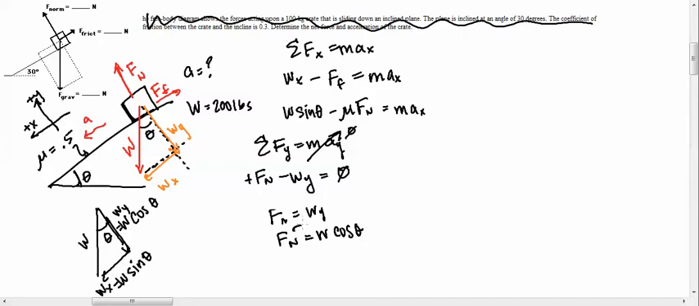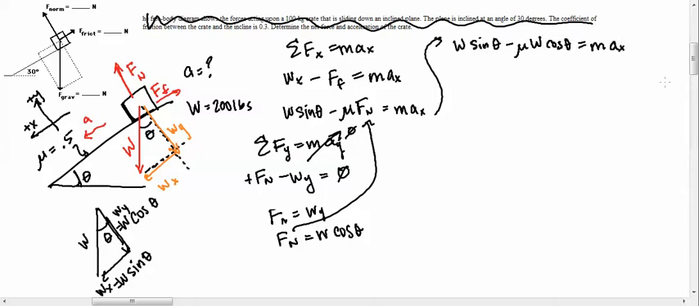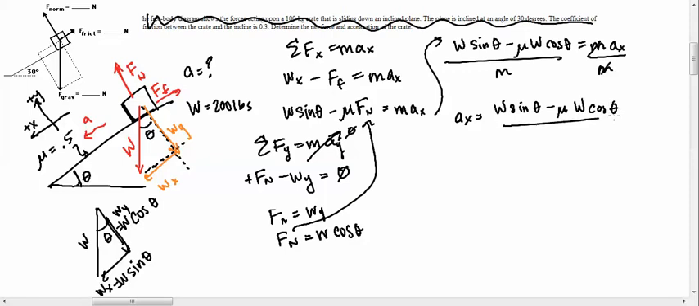So now I can take this Fn, plug it into there, and my answer that I end up getting is this: W sine theta minus mu times W cosine theta is equal to mass times acceleration in the x direction. And I need to solve for ax, so I should divide both sides by m. Alright, so my answer is ax equals W sine theta minus mu times W cosine theta all over m.